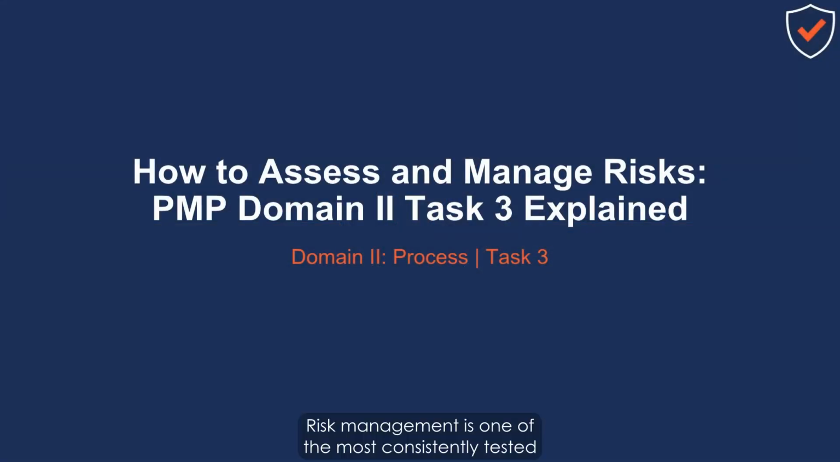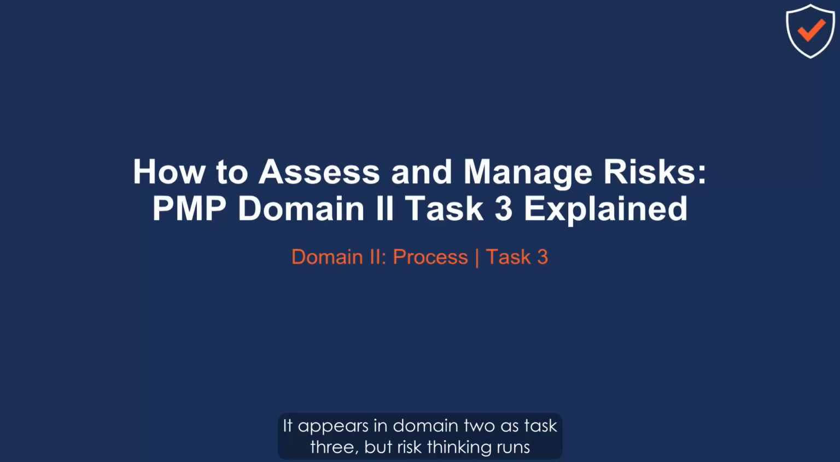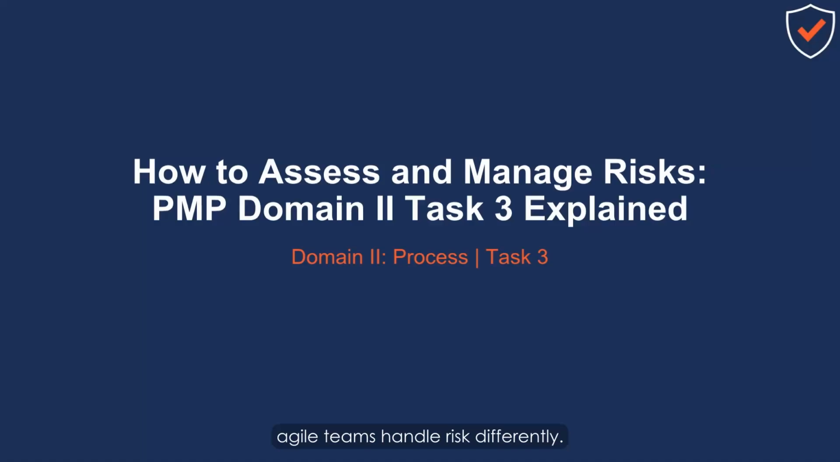Risk management is one of the most consistently tested topics on the entire PMP exam. It appears in Domain 2 as Task 3, but risk thinking runs through almost every domain and every scenario question you will face. In this video, I'll break down Task 3 completely: the 6 enablers, the full risk cycle from identification through monitoring, the critical distinction between threats and opportunities, and how Agile teams handle risk differently.